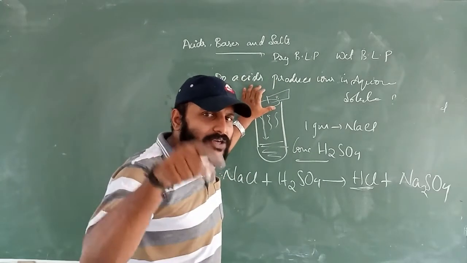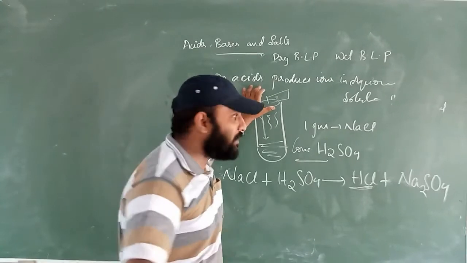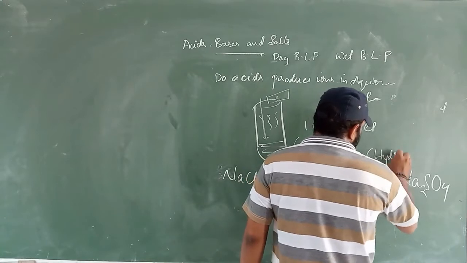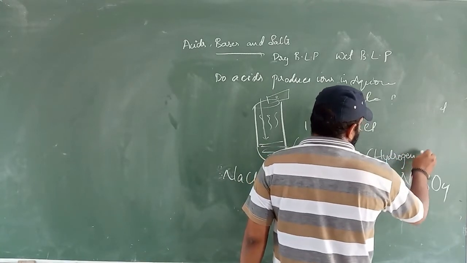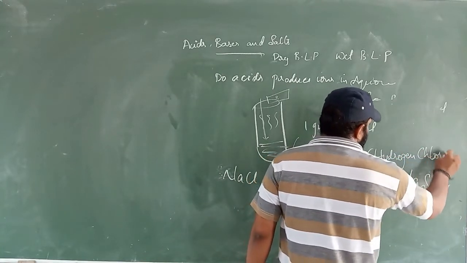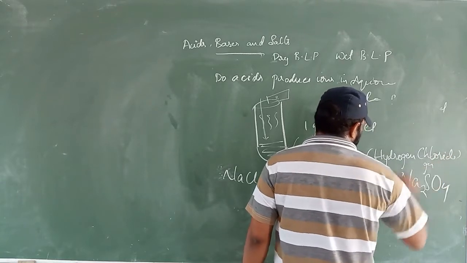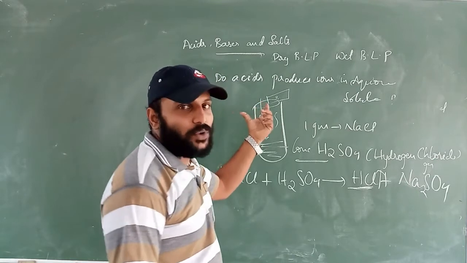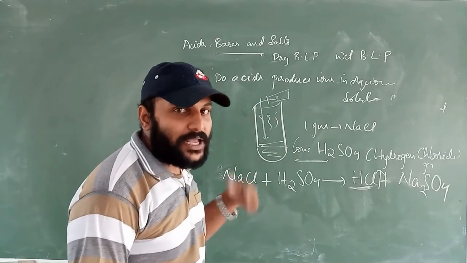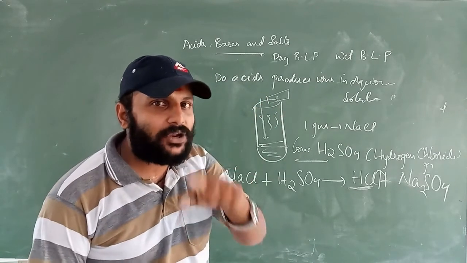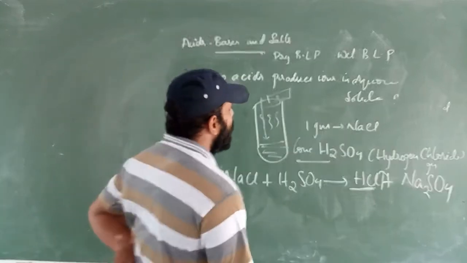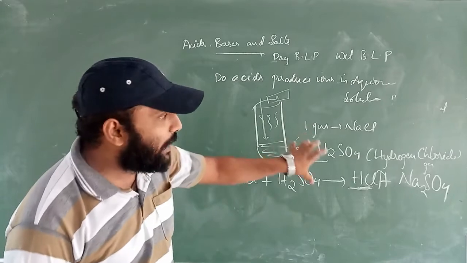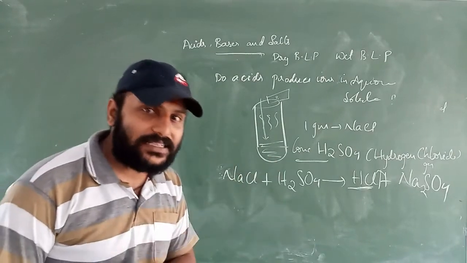Its color is not changing, which means we can understand that the hydrogen chloride gas is not producing H plus ions. If it is producing H plus ions, then only can we say it is an acid. Since it is not producing H plus ions, we can say that hydrogen chloride gas is not an acid.